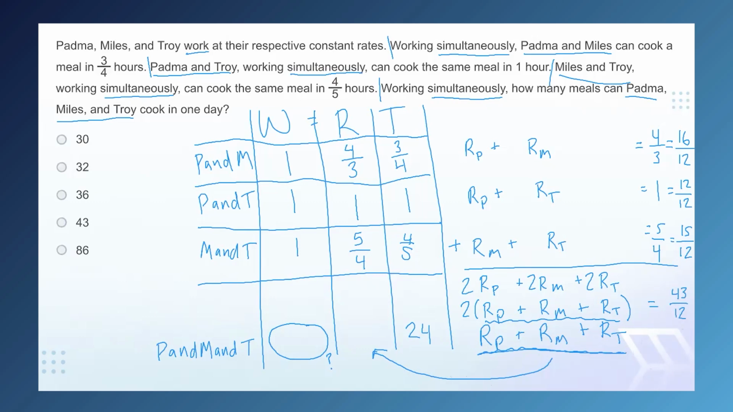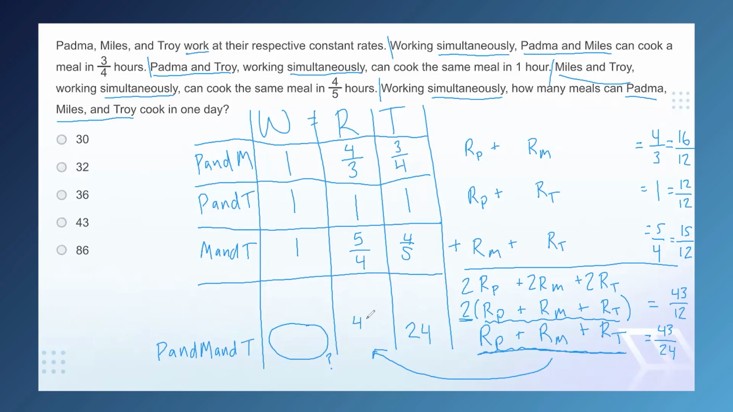All right, now be so careful here. A classic mistake would be to use this as our 3-person rate, but it is not our 3-person rate. It is 2 times our 3-person rate. We need to divide both sides by 2, giving us 43/24 as our 3-person combined rate.